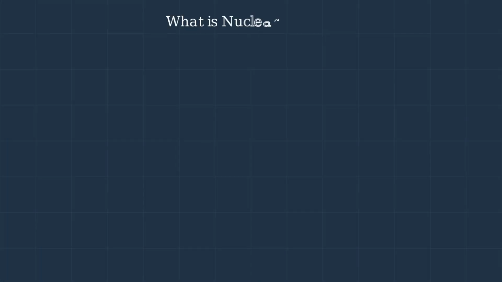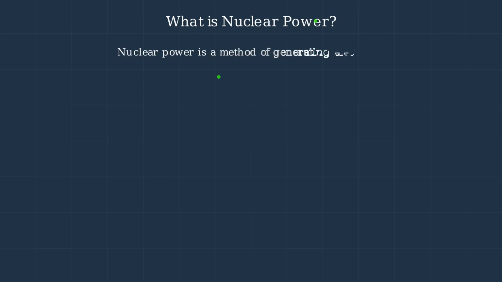What is nuclear power? Nuclear power is a method of generating electricity using nuclear fission, a process where the nucleus of an atom is split, releasing a tremendous amount of heat.